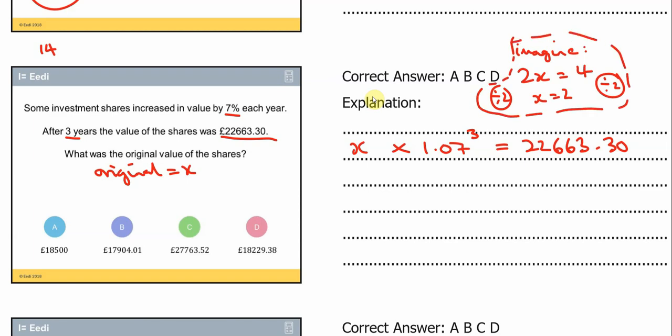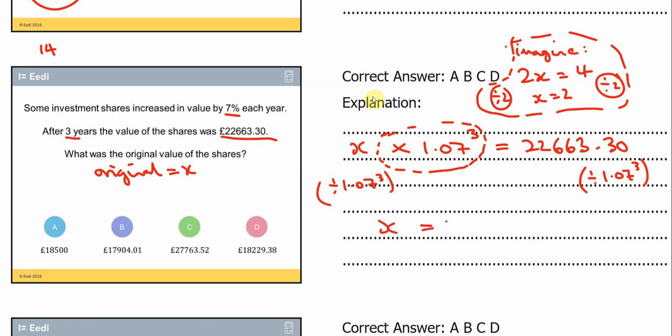So in this case, this is what we're timesing x by. So to get it on the other side and get x on its own, we want to divide by 1.07 to the power of 3. Yeah, it's a bit weird, isn't it? But you can see it looks exactly the same as this, but with a lot worse numbers.